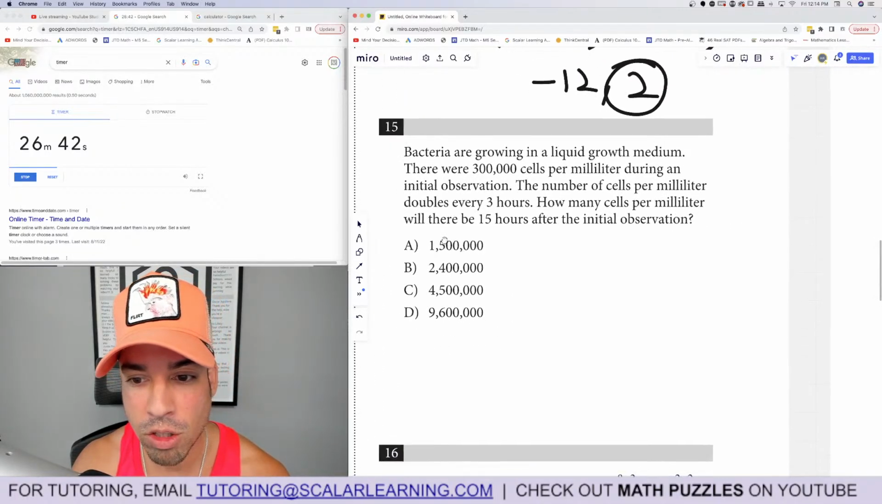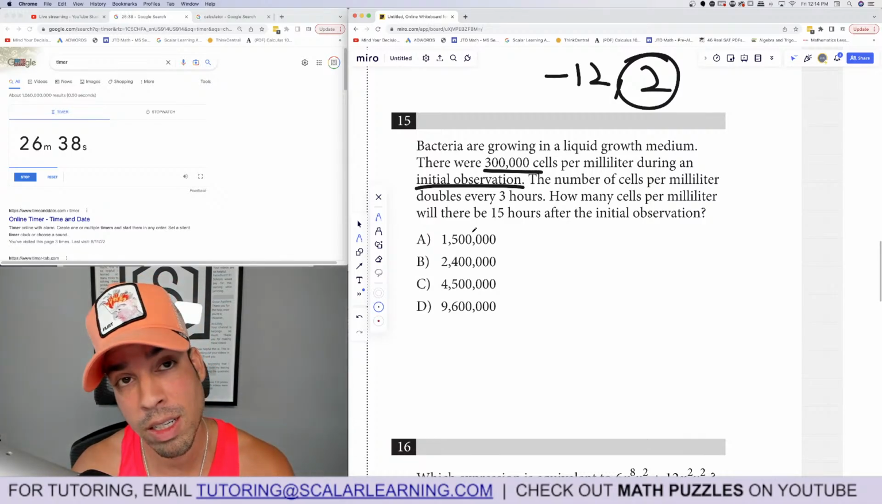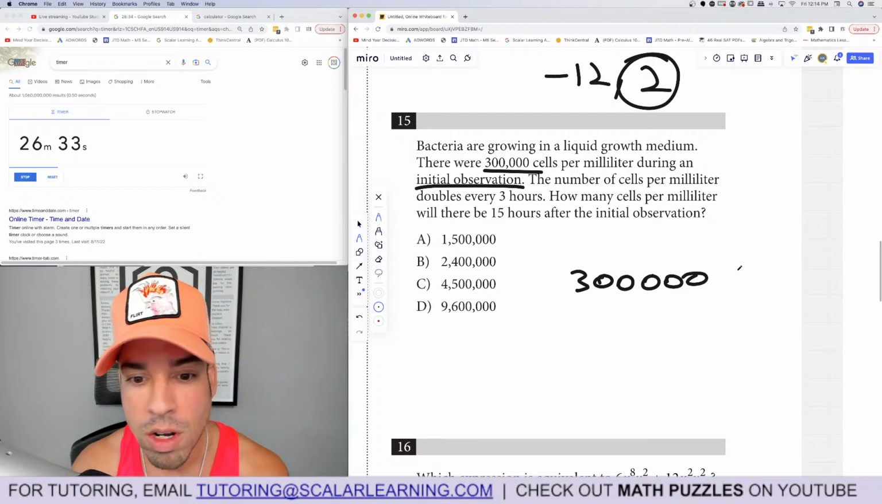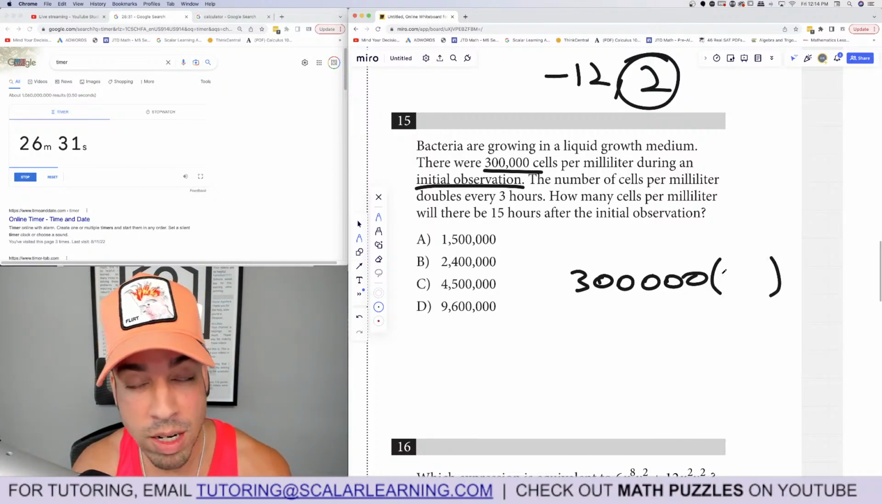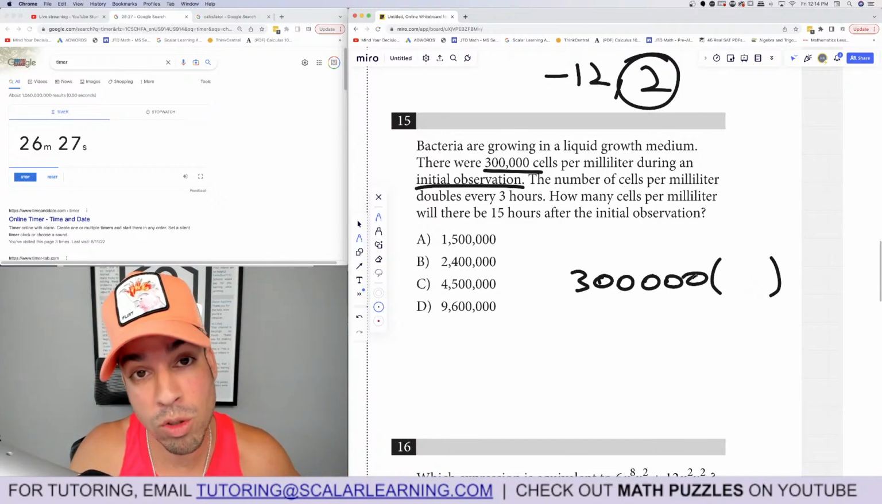Okay, number 15. Bacteria growing in liquid growth medium. There were 300,000 during an initial observation. This sounds like an exponential equation, so I'm going to start with that 300,000 as my initial value. The number doubles every 3 hours. Now, what I'm about to do, I don't know if you need to do. I haven't finished the question, but I'm going to do it anyways.